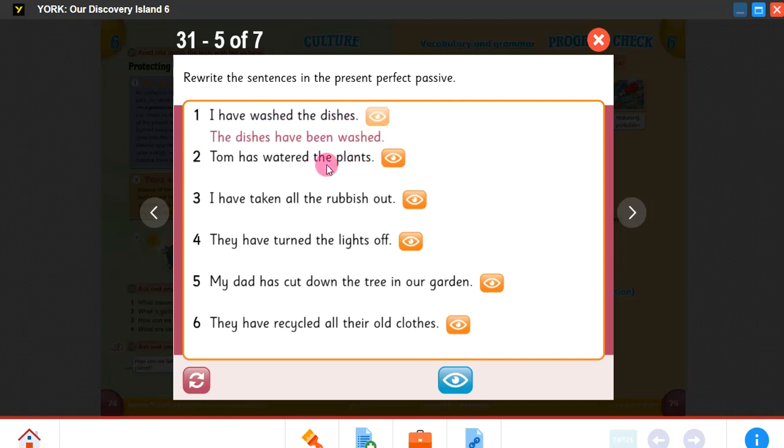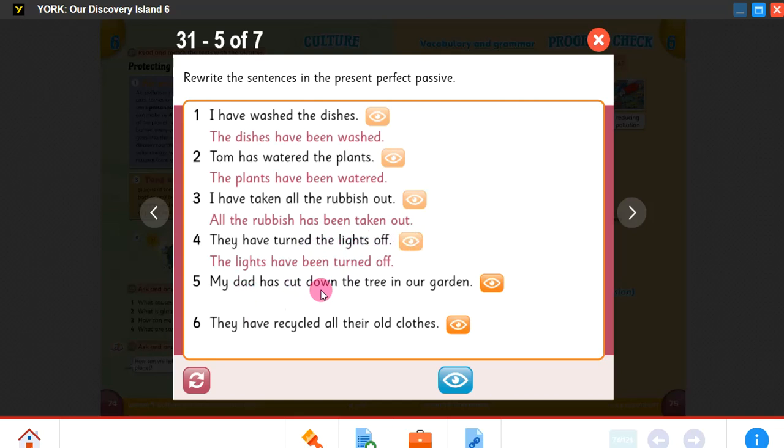Again, plants. The plants have been watered. I have taken all the rubbish out. So all the rubbish. Now, rubbish here is an uncountable noun. With all uncountable nouns, I use has, not have. So all the rubbish has been taken out. They have turned the lights off. So the lights, again, it's plural, so I'm going to use have here. The lights have been turned off.